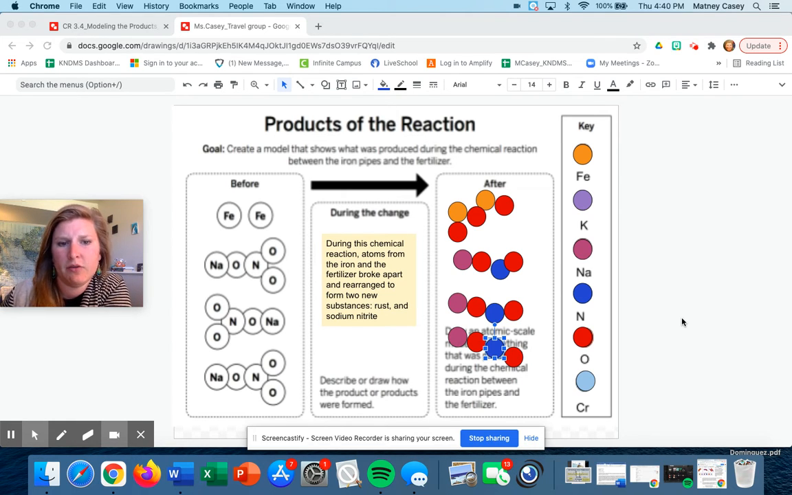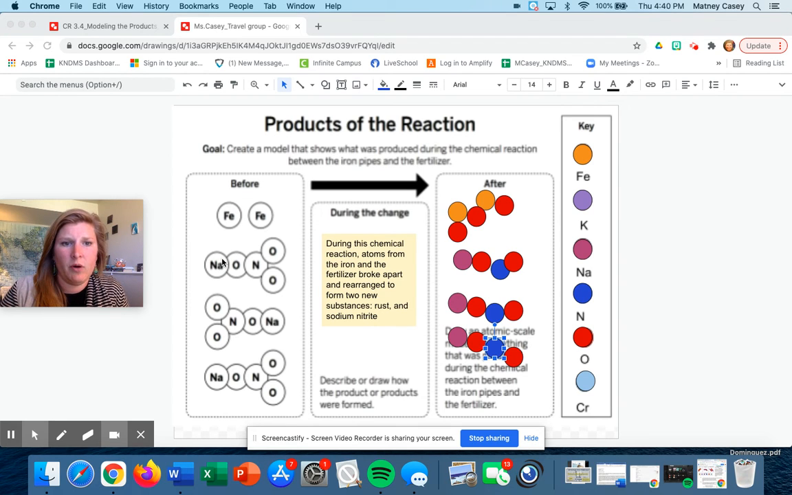I'm sorry, by the way, that those aren't color coded. It was too difficult for me to try to produce that for you, but at least they are labeled. I knew that all of those atoms on the before side needed to be accounted for on the after side. So I saw two iron atoms. I copied and pasted two iron atoms from the key.